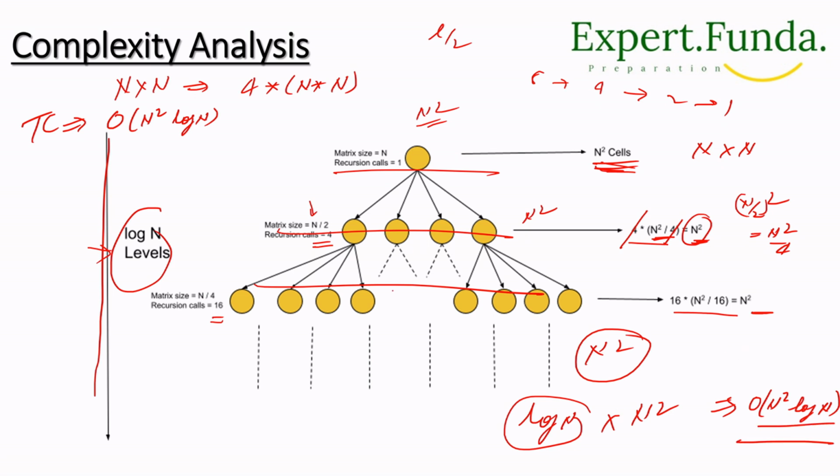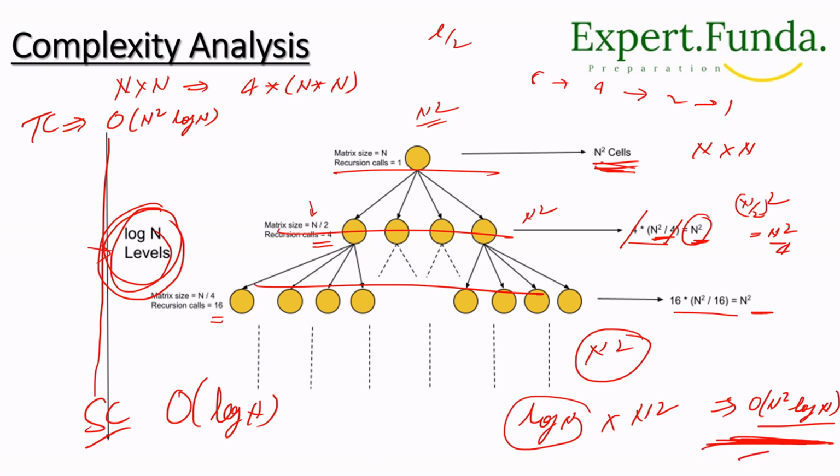For space complexity, how many levels are we going? Log n levels. So we can say the space will be log n. This is our space complexity, and this is our time complexity.